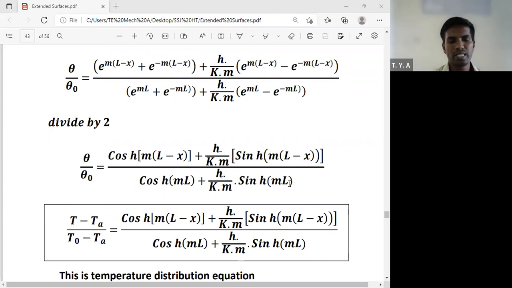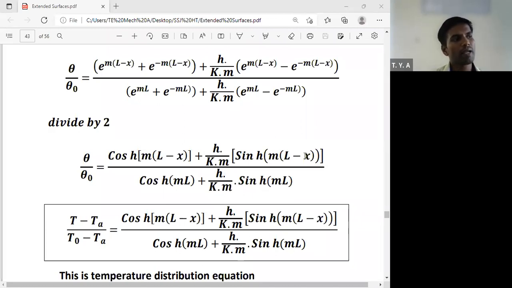we have to use this equation t minus ta divided by t0 minus ta is equal to cos hyperbolic m into bracket L minus x plus h upon km into sin hyperbolic m into bracket L minus x divided by cos hyperbolic ml plus h by km into sin hyperbolic ml. Okay, so this is the temperature distribution equation.